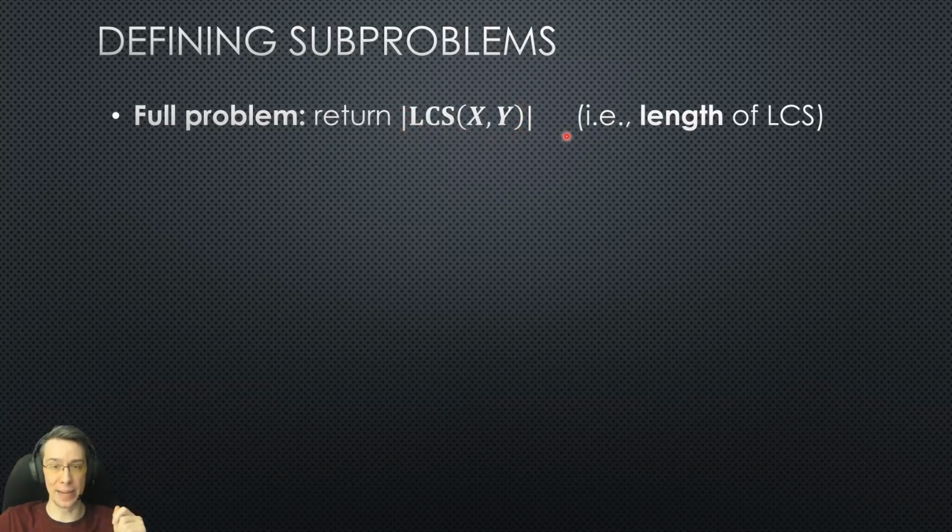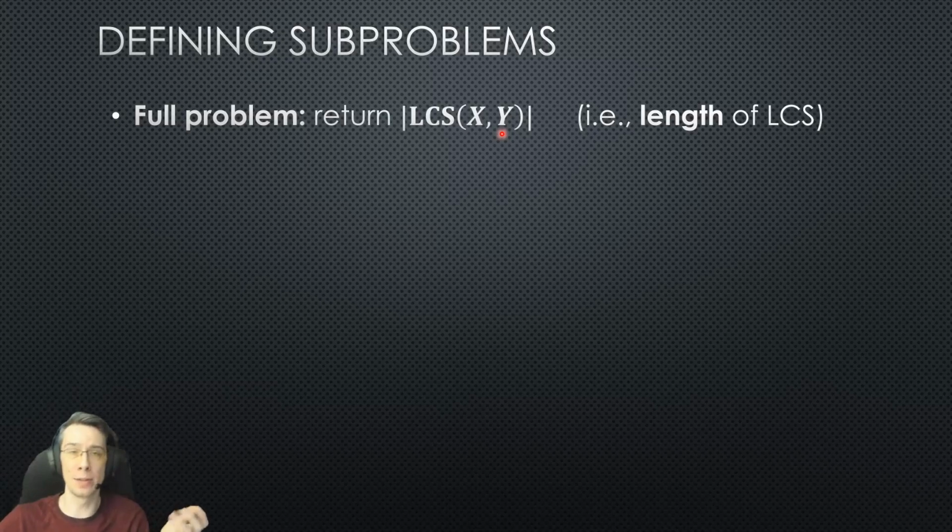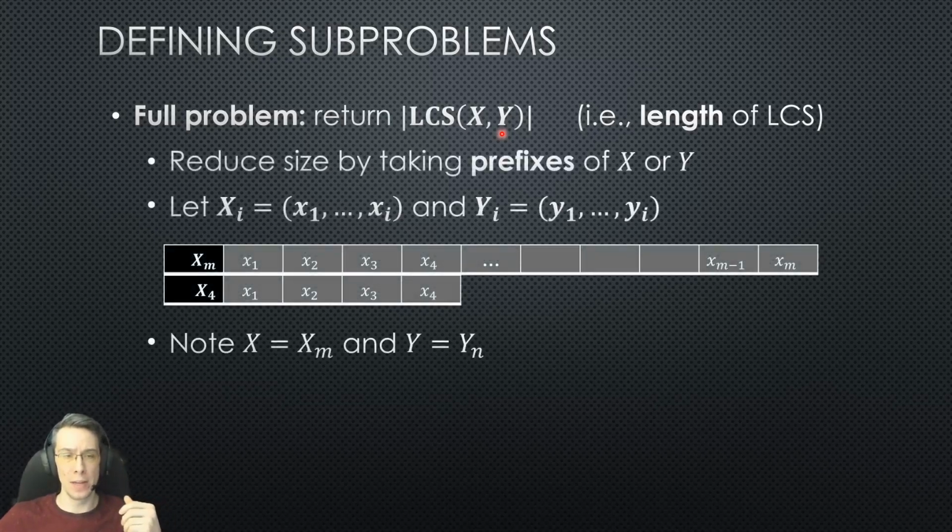So the length of the string, the length of the LCS of X and Y. And a natural way to define subproblems here would be to somehow shrink X and Y, so we're dealing with smaller input strings. So in our case, we'll reduce the size of X or Y by taking prefixes of X or Y. So let me define some notation here.